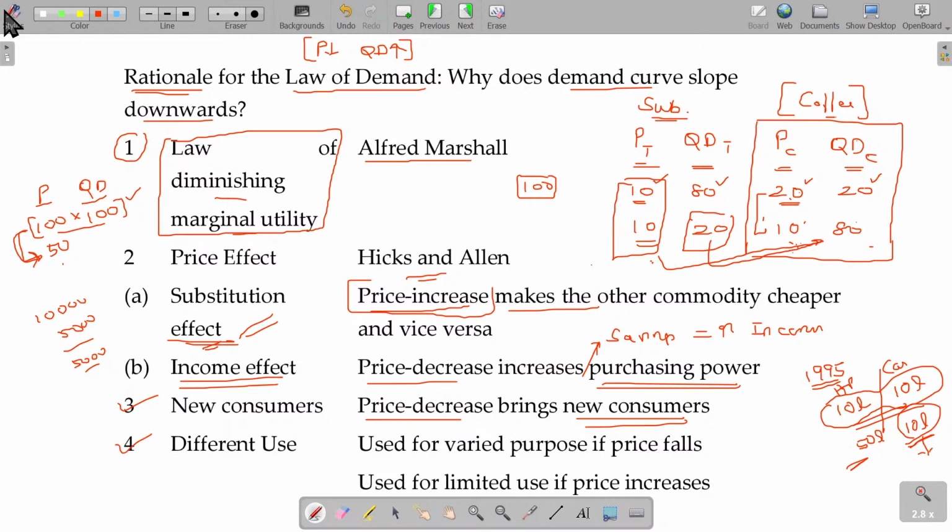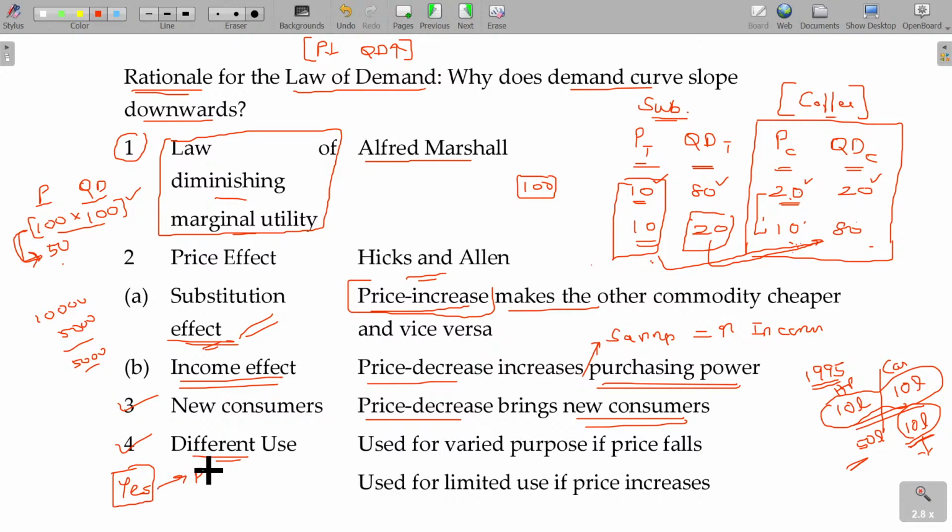Fourth, if the commodity has multiple uses, different uses, yes or no? Yes, the commodity has multiple uses. In that case, if the price decreases, it may be used for n number of purposes, 1, 2, 3, like n number of purposes. If the price is increased, we will use it only for one purpose.